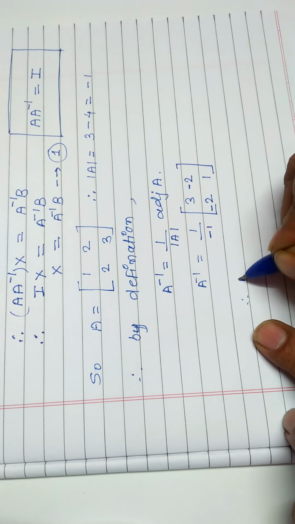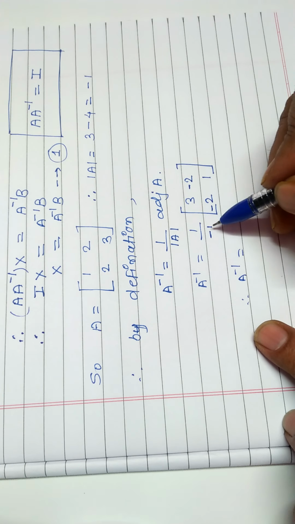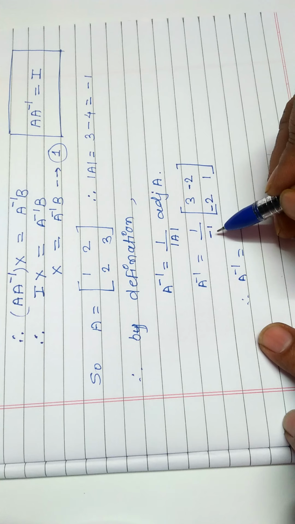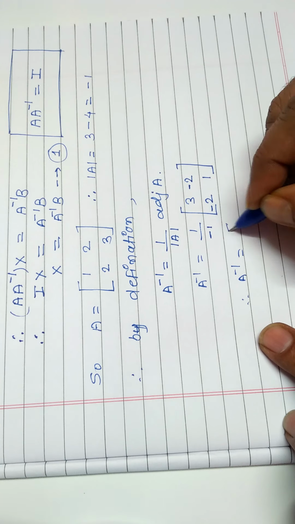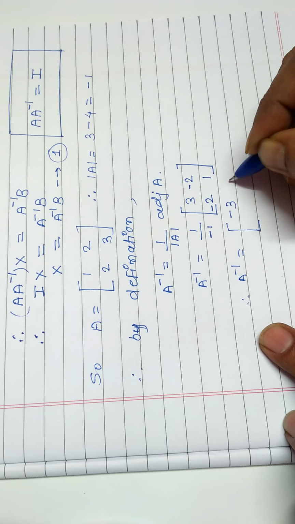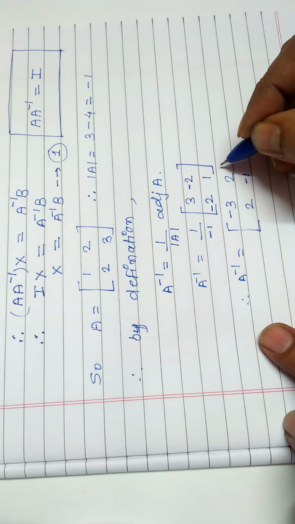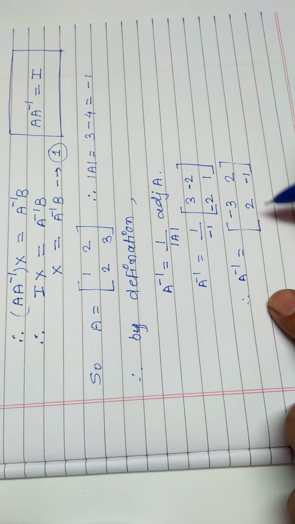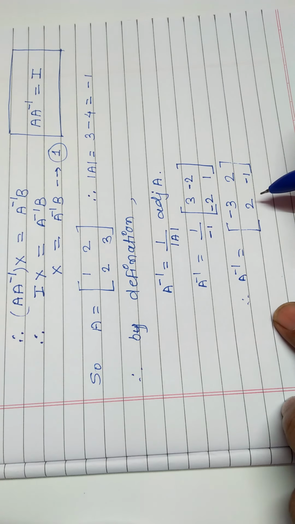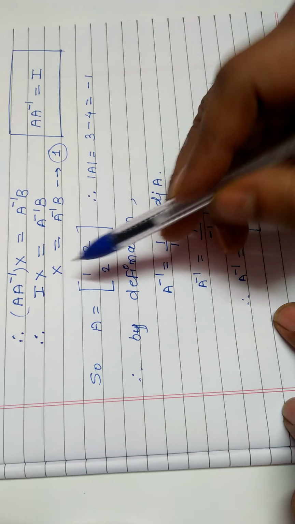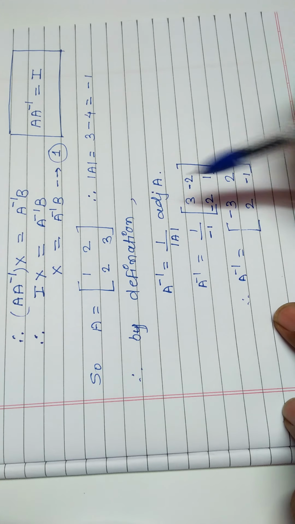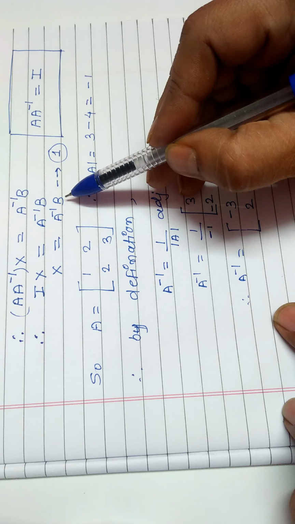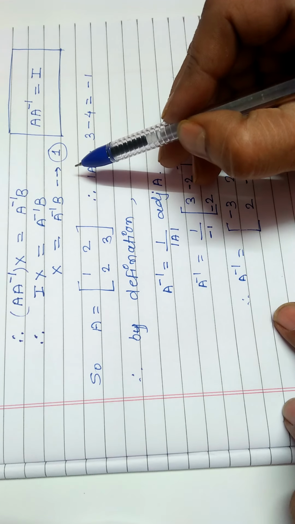So finally A inverse is equal to 1 upon -1, that is -1, multiplied by this. So just change all the signs. So finally it will be [-3, 2; 2, -1]. So this is what you got, A inverse. Are you getting it? Now we have equation number 1. What is equation number 1? X is equal to A inverse into B. Now we found the A inverse and we already have the B. So now let's proceed with this equation.